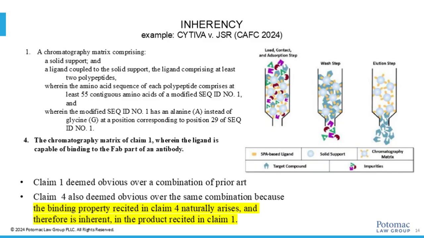But when they got to claim 4, they also said it is unpatentable over the same combination because there was evidence that the binding property recited in claim 4 naturally arises and therefore is inherent in the product recited in claim 1. And that's the doctrine of inherency: even if the prior art doesn't explicitly mention or disclose the feature, in this case the binding feature, if the challenger or the patent office can show that the prior art naturally has those features, then it's not patentable.